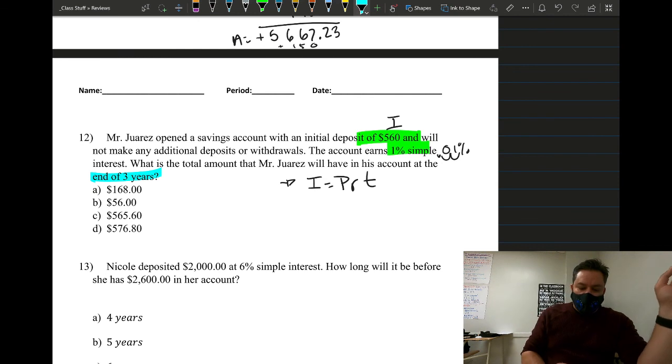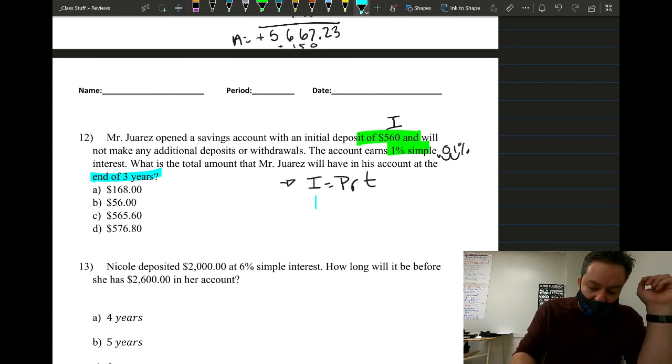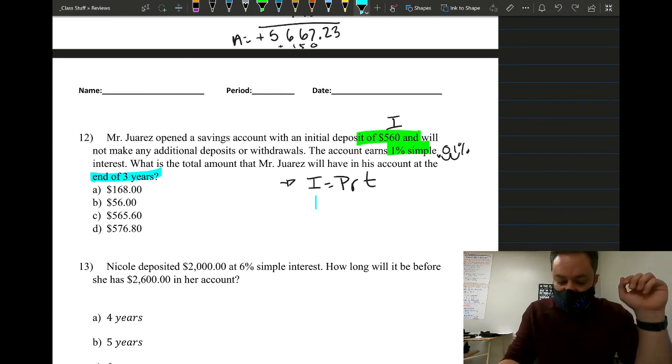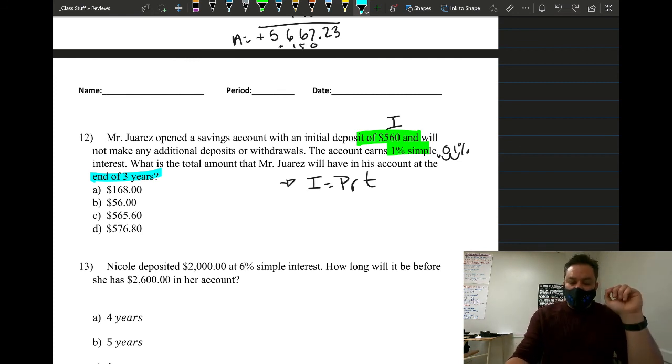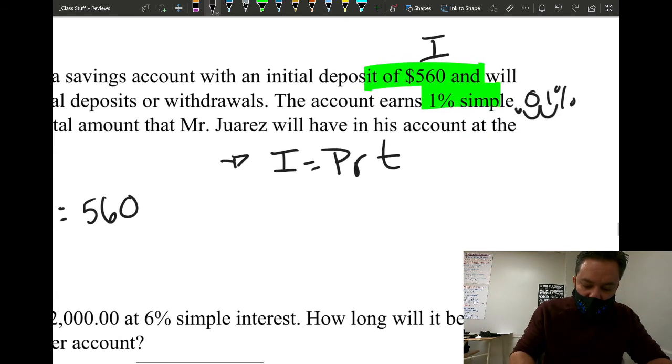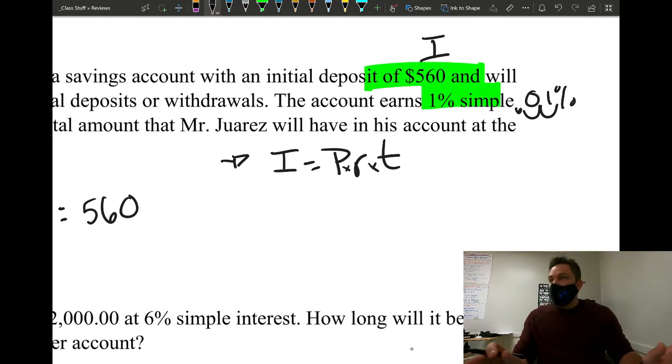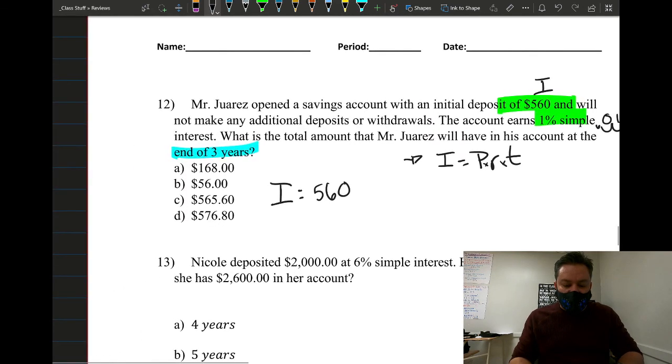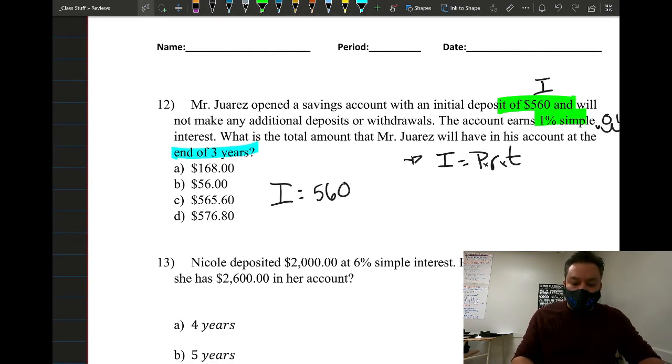We just need to know how much is the total amount that he will have in the account at the end of 3 years. What I'm going to find right now with this formula is going to be the interest only. Okay, so pay attention. I'm going to substitute all the values. So interest equals P, in this case, is $560. Now, all they're doing right here is multiplying. We're just multiplying in any order. It doesn't matter in what order you multiply. The order of the multiplication doesn't affect the product.